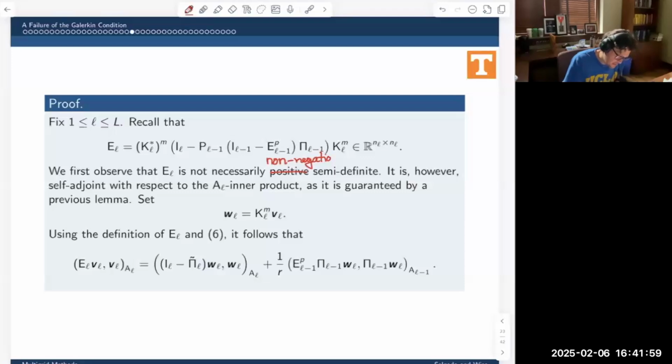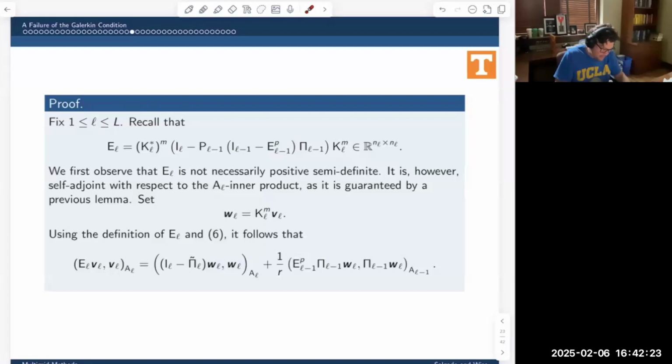When you say semi-definite, that takes care of it. I don't have to say non-negative. Okay. Not necessarily positive semi-definite. We don't know the sign on this guy. It is, however, definitely self-adjoint. We're good there. So that's what was guaranteed in the previous lemma.